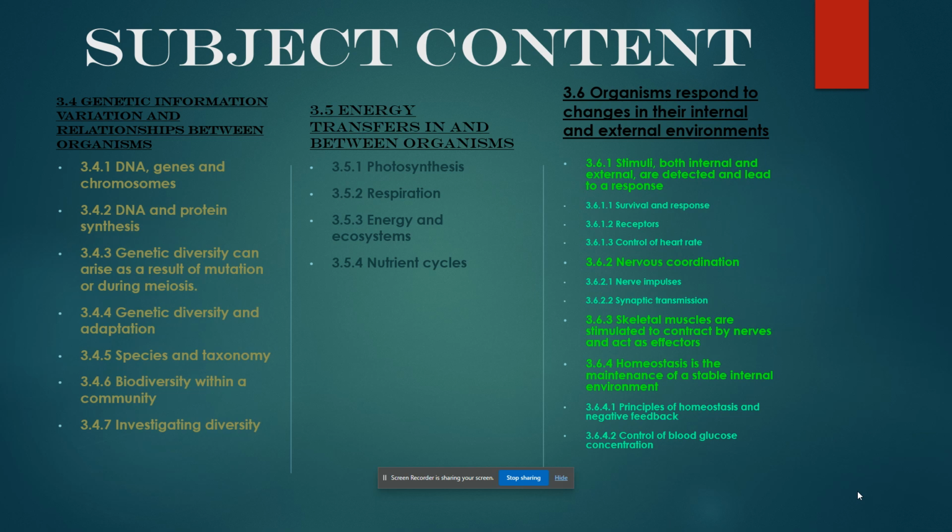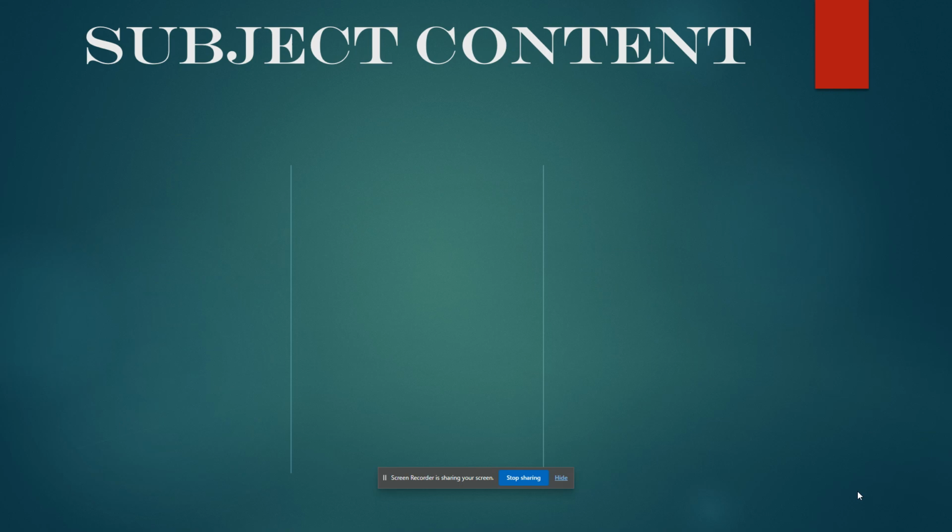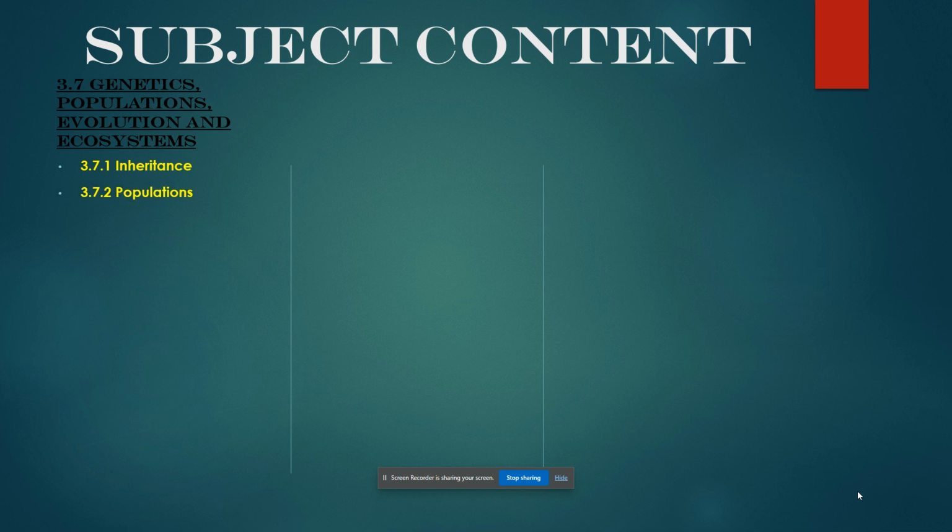3.6.4.2 Control of blood glucose concentration. 3.6.4.3 Control of blood water potential. Module 3.7 Genetics, Populations, Evolution and Ecosystems. 3.7.1 Inheritance. 3.7.2 Populations. 3.7.3 Evolution may lead to speciation. 3.7.4 Populations in ecosystems.